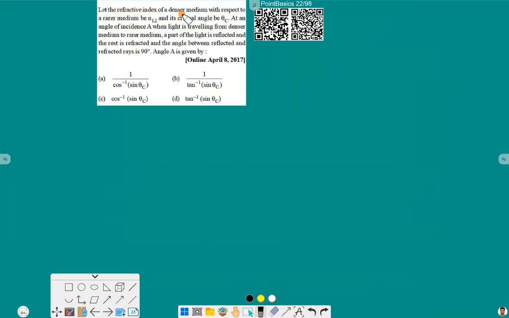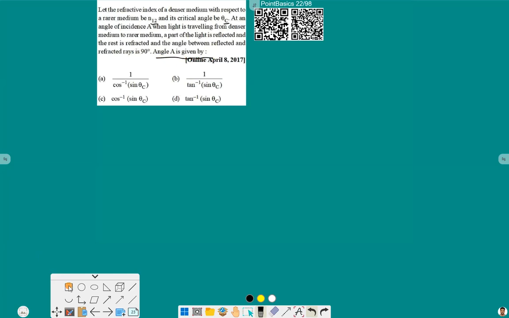Let the refractive index of a denser medium with respect to a rarer medium be n12, and the critical angle be theta c. At the angle of incidence A, when light is traveling from the denser medium to the rarer medium, part of the light is reflected and the rest is refracted. The angle between the reflected and refracted rays is 90 degree. Angle A is given by. So we have to find out the angle of incidence here.